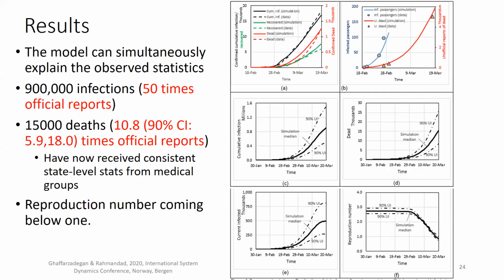We also look at other trends. We look at the model's estimation of reproduction number. As you see, the reproduction number is endogenously changing. It's going down because contact rates are changing and people are responding to the situation as time passes.